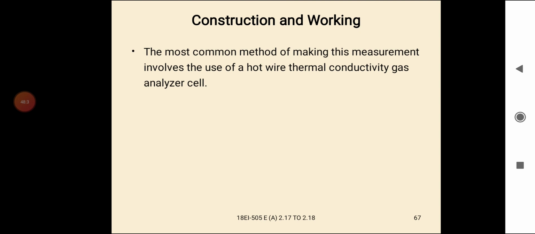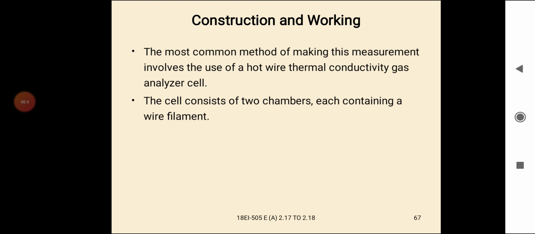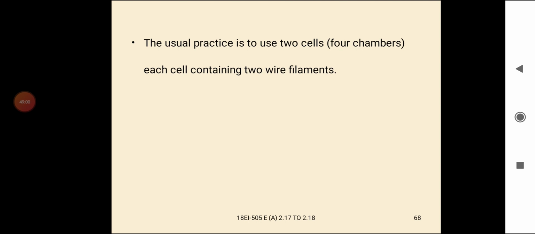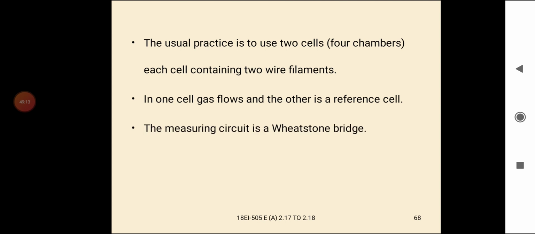Construction and working. The most common method of making the measurement involves use of a hot wire thermal conductivity gas analyzer. The sensor consists of two chambers, each containing a filament. In one chamber the gas whose conductivity is to be measured flows through, while the other chamber is sealed and contains the reference gas such as air. The usual practice is two cells, 4 chambers, each cell containing 2 wire filaments. In one cell gas flows and the other cell is a reference cell.